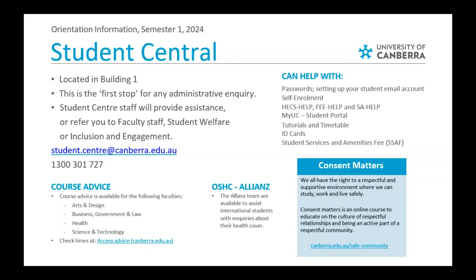If you're unsure of anything at the university, a good place to go is Student Central. They're located in Building 1, and it's really anything administrative. If something's not clear to you, something to do with the university, they can help with things like your passwords and your MyUC portal. You should all access your MyUC portal and check around there, see all the different information that's on that portal, and links to different things, such as that's where you can access your email, your UC OneDrive, various things like this. Tutorials, timetables, ID cards, Student Central is where to go.